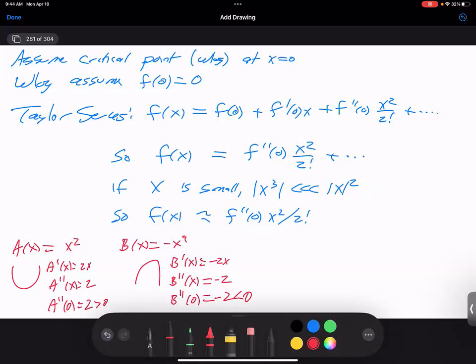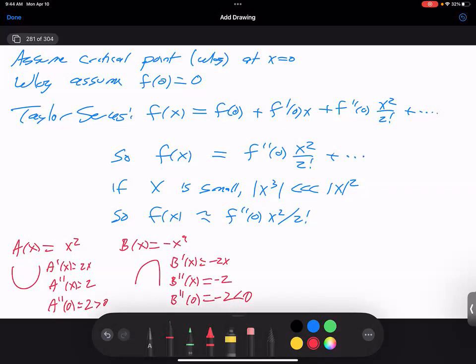So this is the second derivative test. What it's basically saying is, if I have a critical point, so my first derivative is 0, essentially my function looks like a constant, which doesn't matter, plus a parabola in a small neighborhood of the critical point. So if the coefficient of the parabola is positive, it's a minimum. If it's negative, it's a maximum.